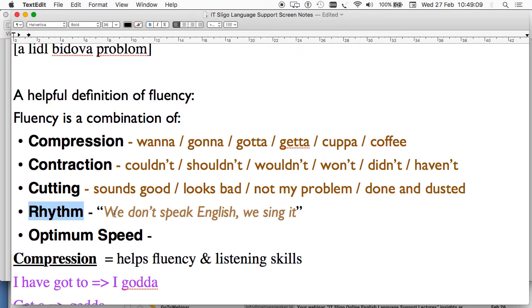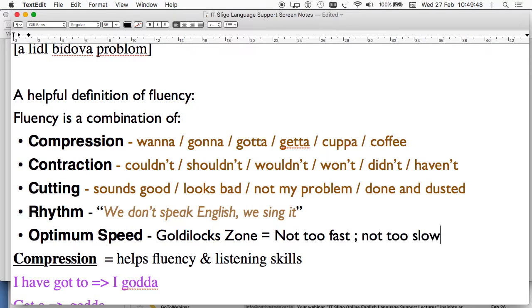Okay. Rhythm, well, we'll talk about that more, but one thing I would say to you here is we don't speak English, we sing it. So try to remember that and implement it. And that's done through monkey see, monkey do. Pay attention to the way native speakers say things, not necessarily what they say. And then for optimum speed, there's a certain speed that you should speak at, and it's a bit like driving your car. Not too fast, not too slow. We call that the Goldilocks zone. Okay, the Goldilocks zone means just perfect, not too fast, not too slow.